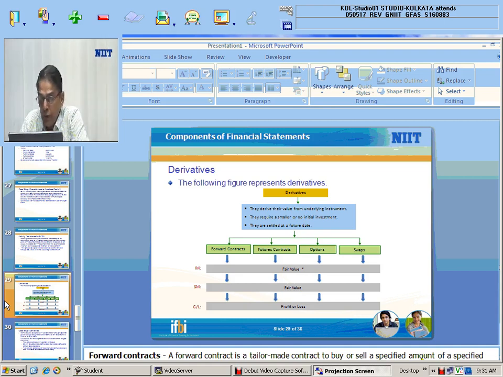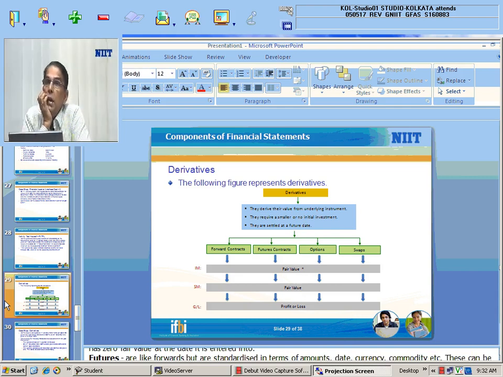Futures are also like forward contracts, very similar to forward contracts. Only thing here, they are standardized. Forward contracts are tailor-made, customized, but futures are basically standardized contracts in terms of the amount, date, currency, commodity, etc. And they can be traded on exchange. If a company holds future, it might be an asset or a liability at any particular date.